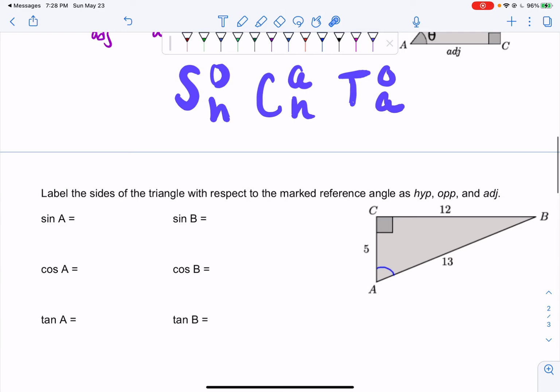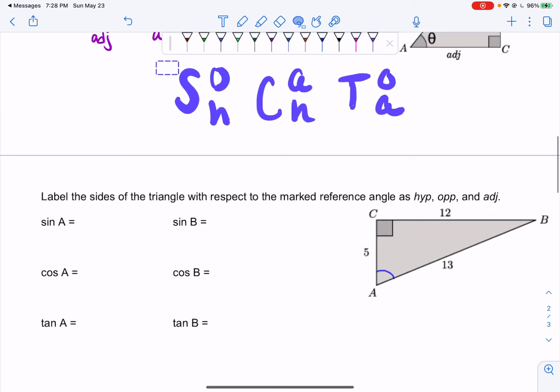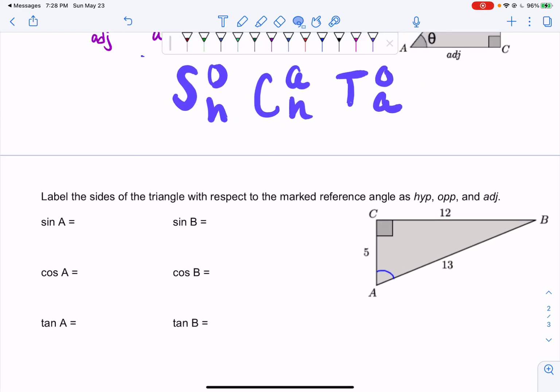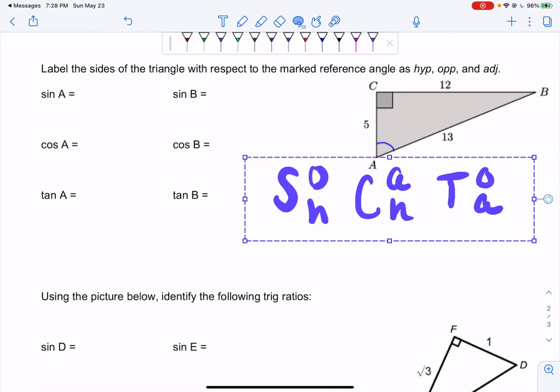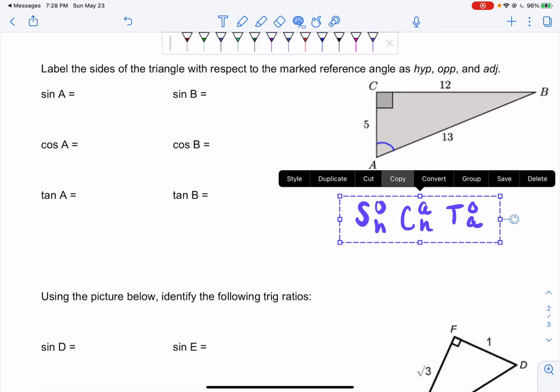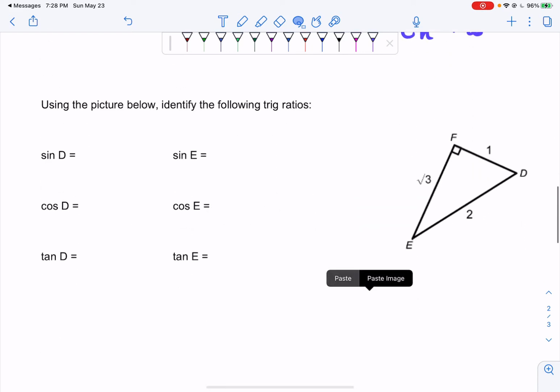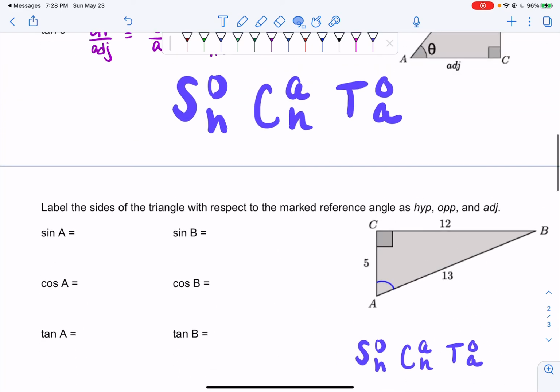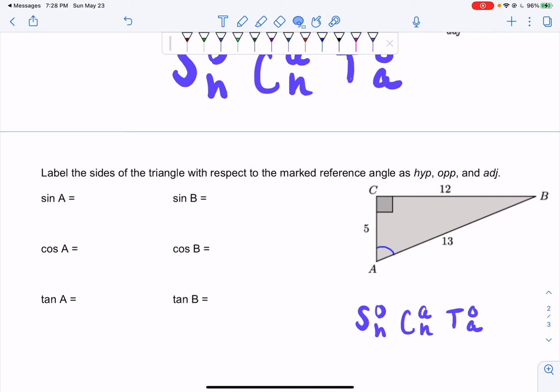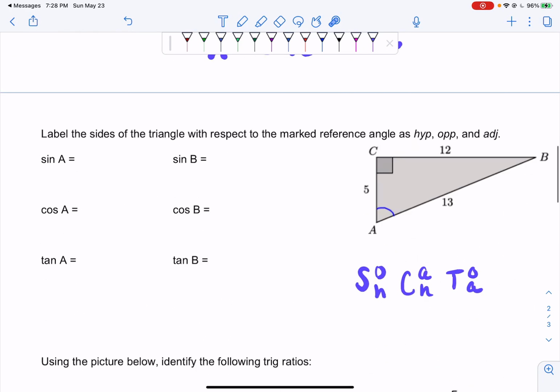So what we're going to do is we're actually going to have that SOHCAHTOA labeled on every single page. Well, for every single problem. So for this problem, I'm going to put it right here. And this problem as well, I'm going to put it right here. Okay? So label the sides of the triangle with respect to the marked reference angle as hypotenuse, opposite, and adjacent. So there's going to be two sets of problems going on in each one. The first one, we're dealing with A as our reference angle, and in the second set, we're dealing with B as our reference angle, and that's going to be the same for both problems.